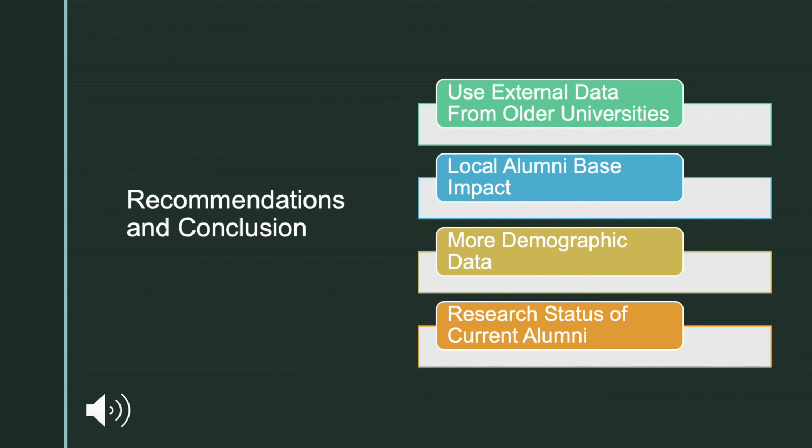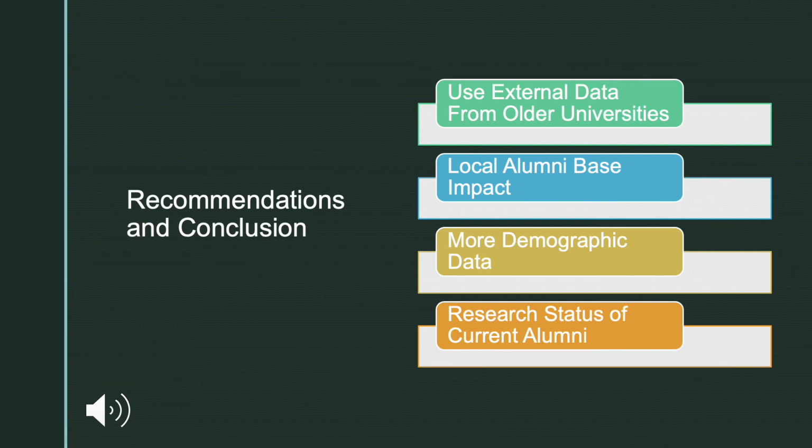We could also look at the local alumni base impact. This means how many alumni actually are very close to the area of the school. Are these schools in small college towns, or are they in large cities where a lot of the alumni stay because there's a bigger job market there? So what does that look like? Does that affect the giving rate?